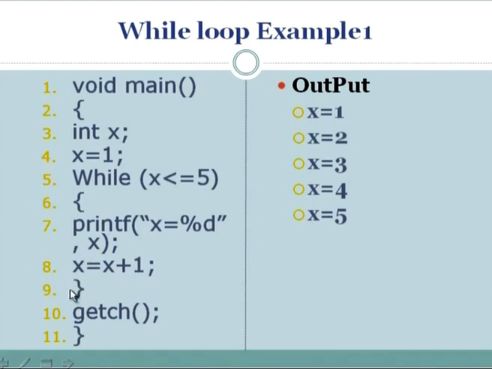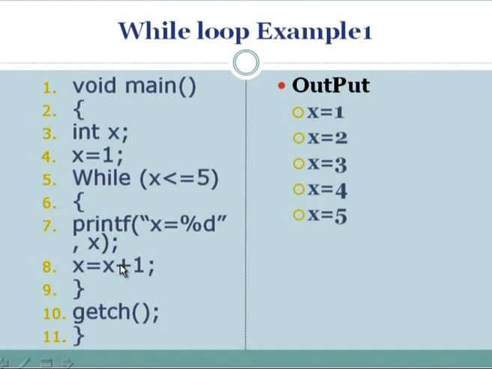Then when control reaches the closing braces, from here it will jump directly to the loop condition. The loop condition is evaluated. The current value of x is 3 and 3 is less than or equal to 5. Yes, the condition is true. Then control will jump inside the body of the loop and thus the current value of x, that is 3, is displayed on the computer screen. Then the value of x will become 4. Then the condition x less than or equal to 5. Yes, 4 is less than or equal to 5. So the current value of x, that is 4, is displayed on the computer screen.